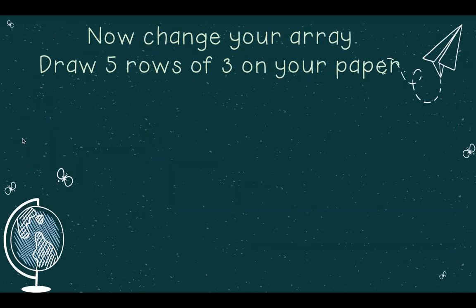So now you need to change your array. So you're going to create a whole new array on your paper that you're using. Please draw 5 rows of 3 on your paper. So there should be 5 equal groups. The groups are shown in an array. So now this is where you're distinguishing the difference between a row and a column. So at first we worked with columns, and now we are working with rows. So you can pause your video, and then once you're done with your array, you may unpause.